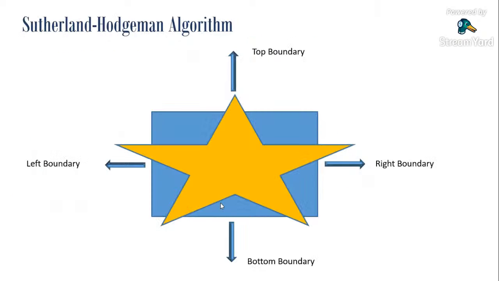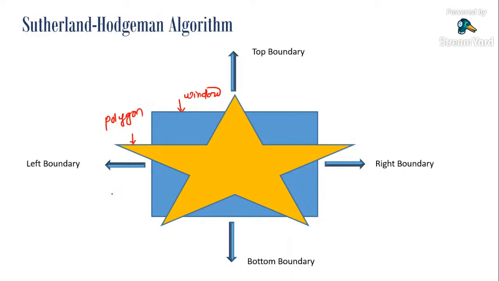Now we'll discuss Sutherland-Hodgeman algorithm. Sutherland-Hodgeman algorithm is used to clip the polygon against the window. So here the blue color is the window. This is a window, and this is the polygon. Window and polygon. Then this particular polygon is clipped against the window.